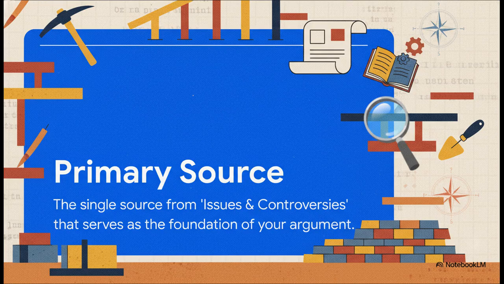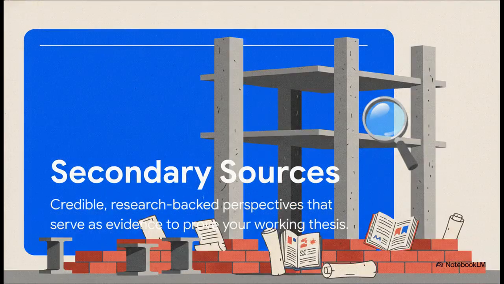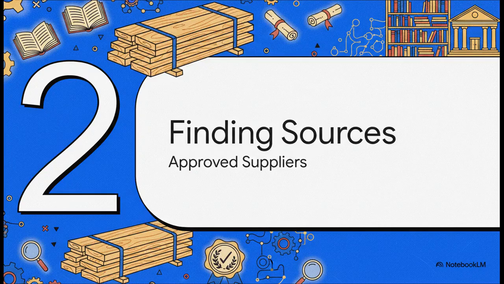Next up is your primary source. Now, if the thesis is the blueprint, think of the primary source as the plot of land you're building on. It is the one central text, the core case study that your entire argument is going to be built around. And for this assignment, that's going to be one specific article you choose from Issues and Controversies. And that brings us to the third piece, your secondary sources. These are your raw materials. We're talking the bricks, the steel beams, the concrete, all the stuff you actually use to build. These are credible, research-backed sources that provide the hard evidence you'll use to construct your argument and prove that your thesis is solid.